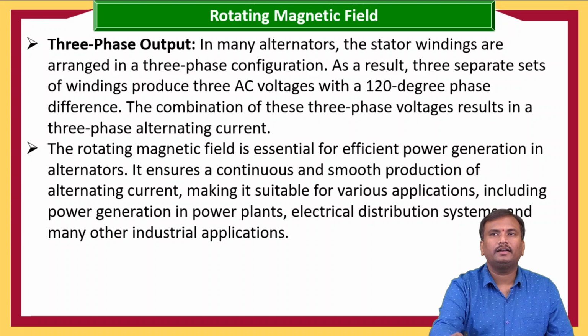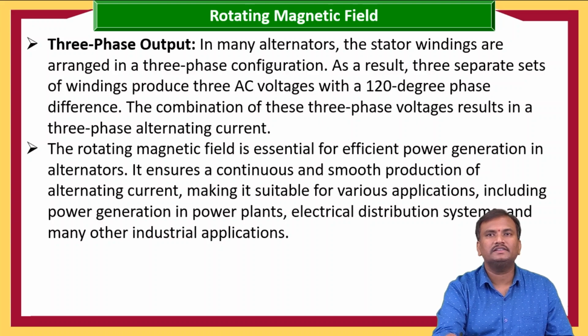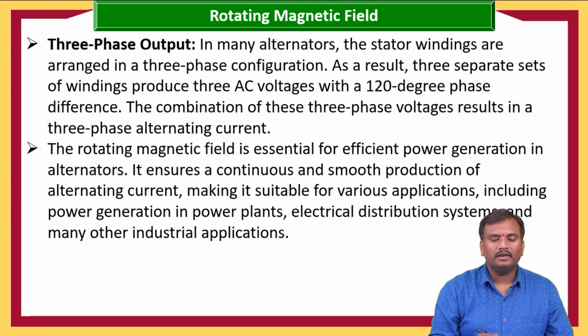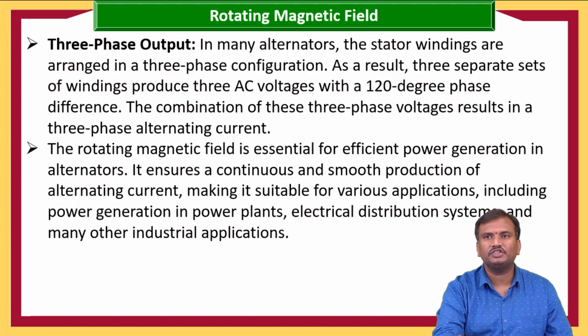In many alternators, the stator windings are arranged in a three-phase configuration. As a result, three separate sets of windings produce three AC voltages with a 120 degrees phase difference. The combination of these three-phase voltages results in a three-phase alternating current. Here the rotating magnetic field is essential for efficient power generation in an alternator.